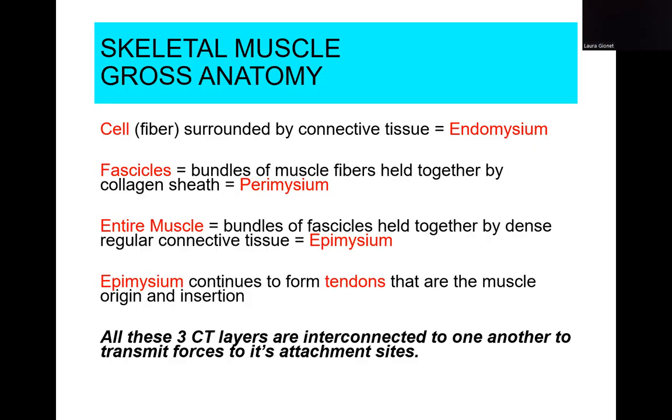And then fascicles come together to be organized in one entire muscle, let's say your biceps brachii or your brachioradialis. The connective tissue that surrounds it is the epimysium. Epi means above and around. The epimysium continues as the tendons that attach muscle to bones. It creates the origin and insertion. All these three connective tissue layers are interconnected to one another to transmit forces to its attachment sites.